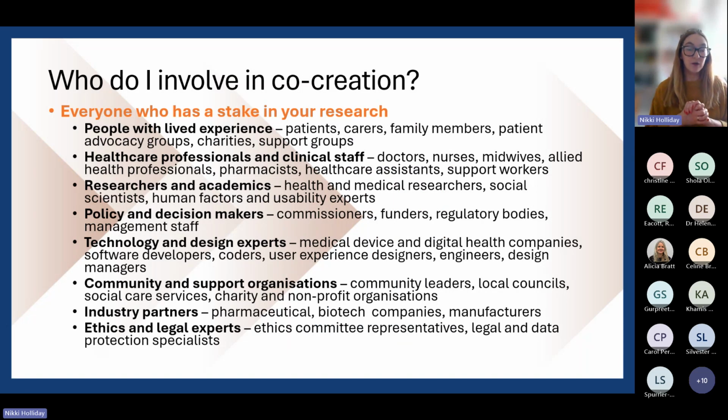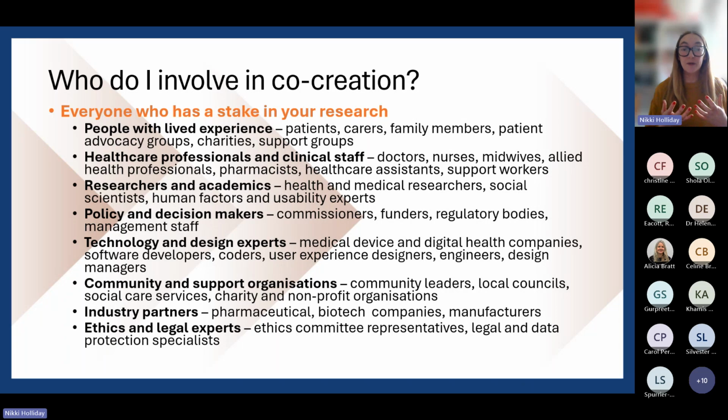But the kinds of people you might want to co-create with are people with lived experience. So patients, carers, family members, advocacy groups, charities, support groups, healthcare professionals and clinical staff, doctors, nurses, midwives, allied health professionals, pharmacists, healthcare assistant support workers, researchers and academics, because they bring that academic knowledge and the theoretical knowledge behind a problem. Policy and decision makers, so the people who hold the money and make the decisions around what research gets funded or which healthcare services are commissioned.